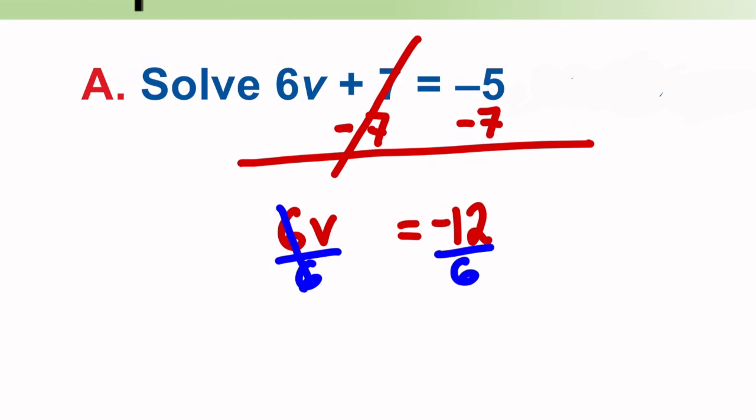So 6 divided by 6 is 1, so that's why I can cross it out. And the v is on its own now. And then negative 12 divided by 6 is negative 2. So my answer is v equals negative 2.